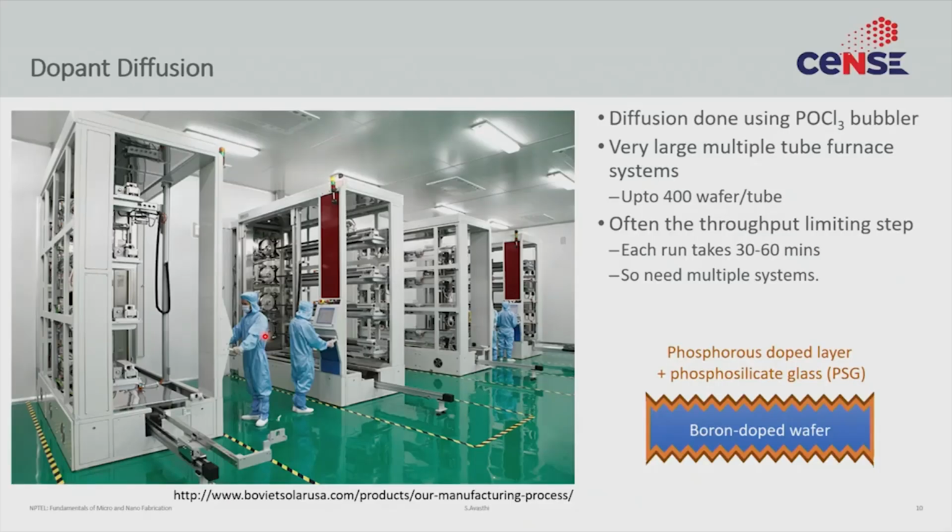Throughput is really, really important. But still, diffusion is a slow step. It takes at least 10 minutes to make a diffused film, and you have to then give some time to load and unload and stuff like that. So overall, you need so many systems. Because the fundamental step is limited in its throughput, you have to compensate by having a lot of such equipment, and that increases the cost.